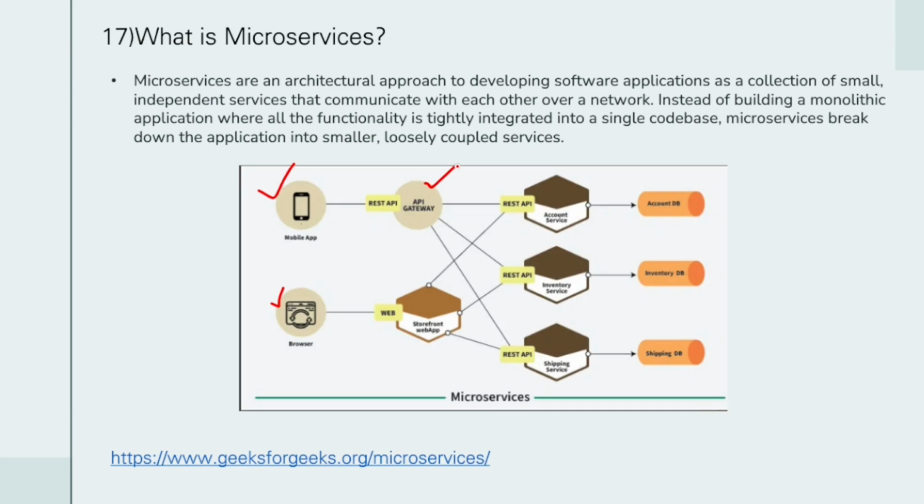Okay, and now we have the components. They are connected with the APIs. Okay, and each component will have a separate database. For account service we will have an account database, for inventory service we will have an inventory database, for shipping service we will have a shipping database. Okay, so I think it is clear.